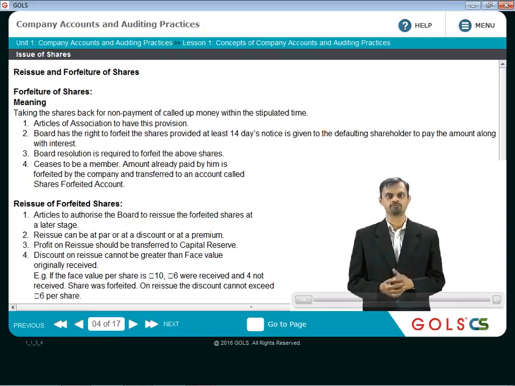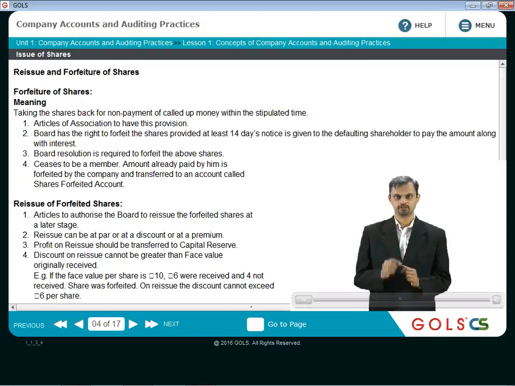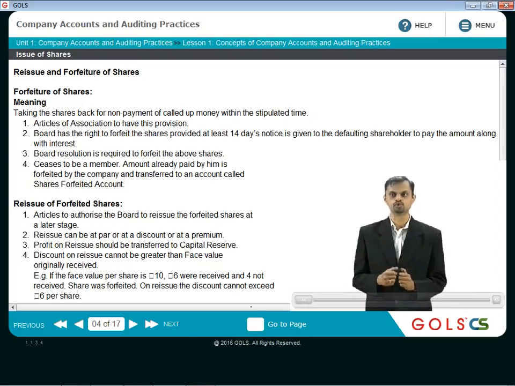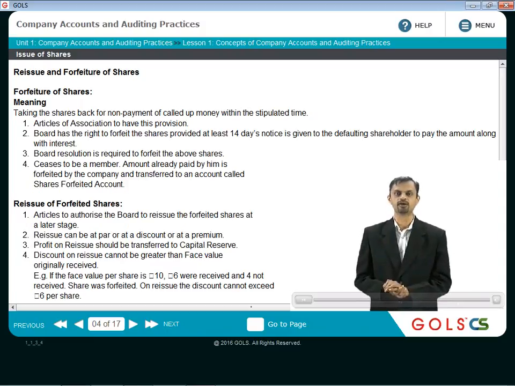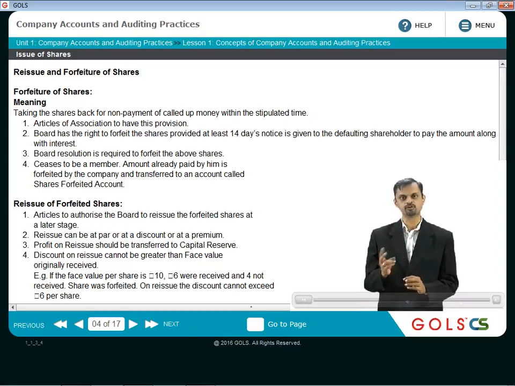Now, how do we calculate the profit on reissue? Let us take the same example, and let us assume that the discount on reissue was say 5 rupees. That means the share was reissued at 5, which is 10 rupees face value minus 5 rupees discount. So 5 rupees is the remaining amount. The face value that was originally received by the company was 6 rupees. The discount given on reissue is 5 rupees. The difference between the two, that is 1 rupee, is basically the profit on reissue. Now let us cross check that in a different way. The company originally received 6.